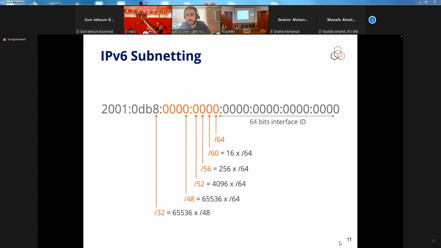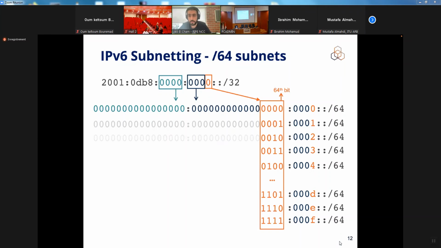/56, it will be 256 /64s. /48, 65,000 /64s, and so on and so forth. Let me explain why it's easier to do a 4-bit boundary by giving you 3 different examples. So let's say that you would like to create /64s, okay, different /64 subnets.